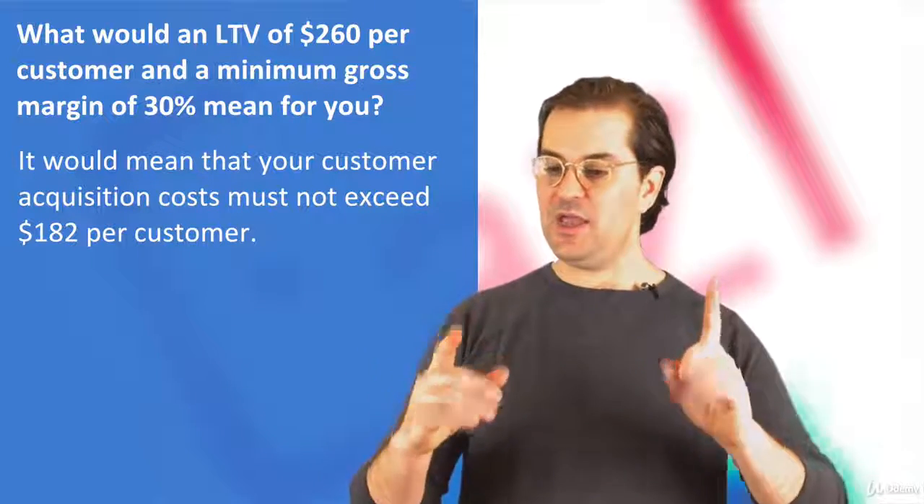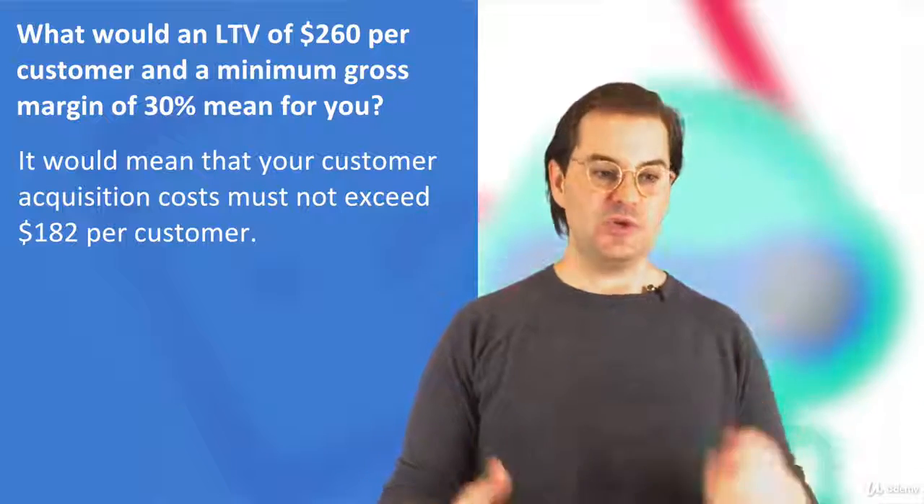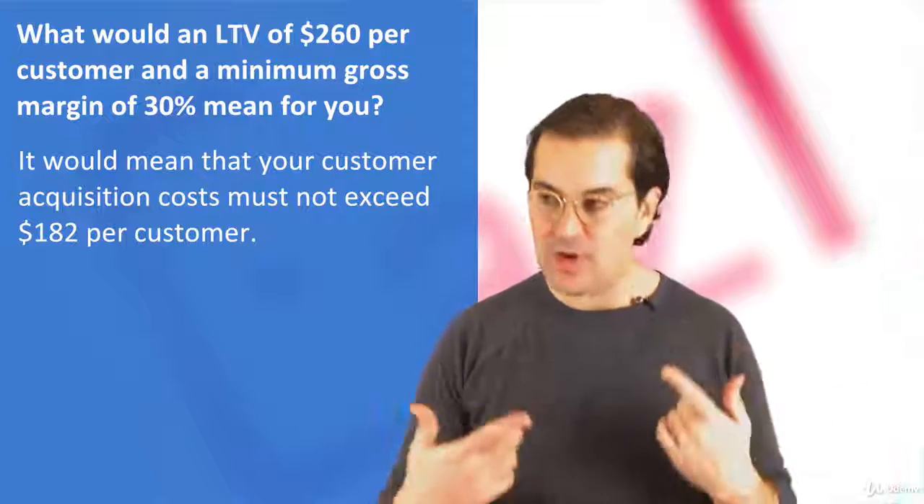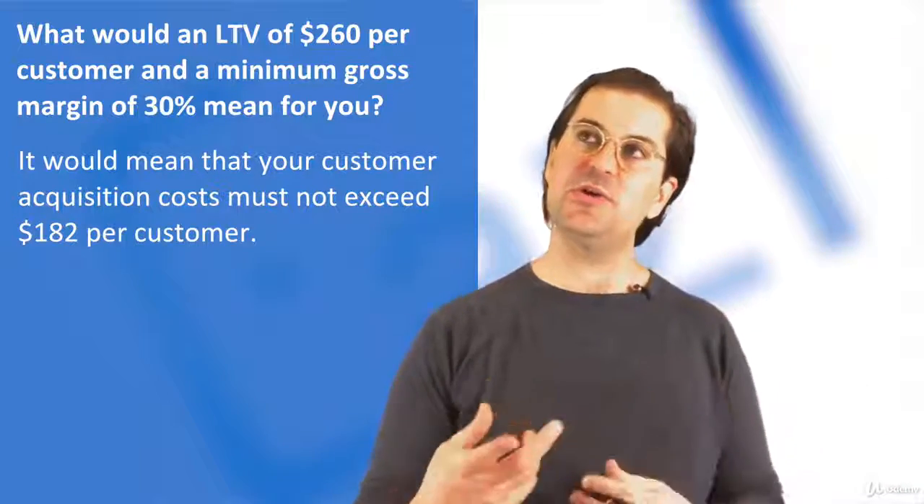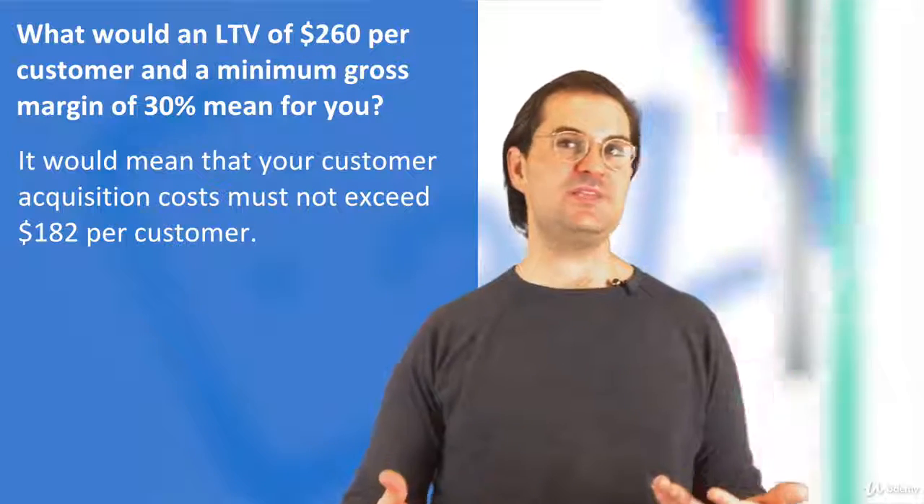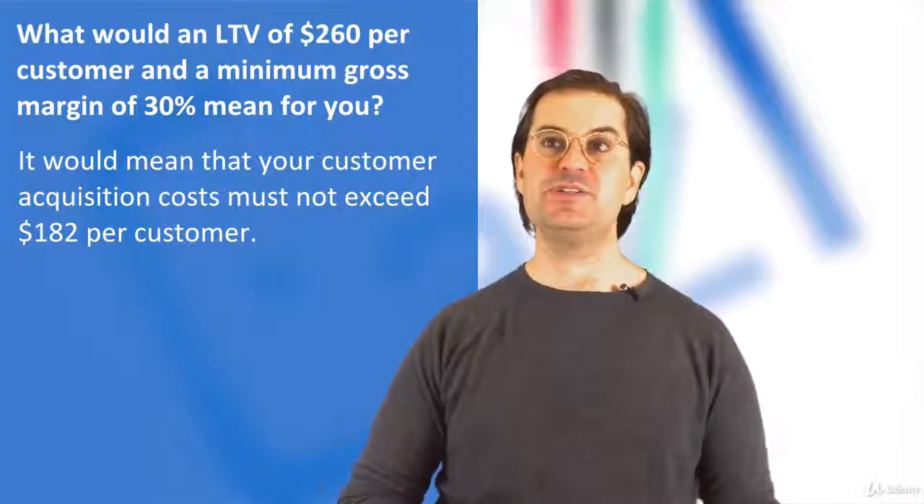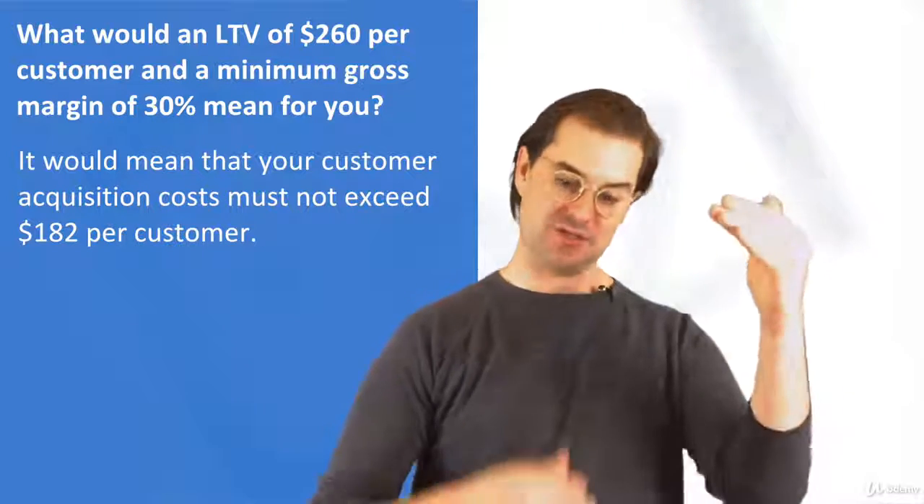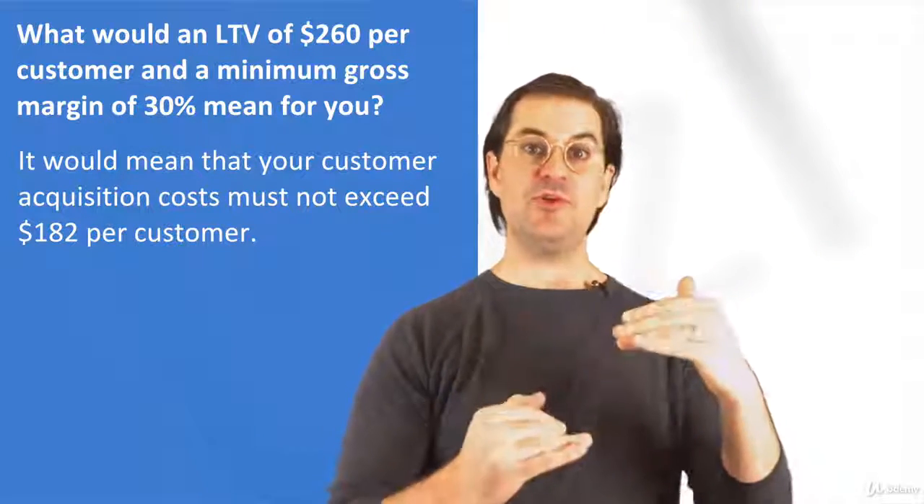Now, there's a guide linked in the study guide for you. You're going to go through this in the modules, but I really want to build your intuition around this because I know it's a little bit of a hard concept. But what does that $182 CAC mean? Well, it means that's your budget for getting people from awareness to revenue, right?